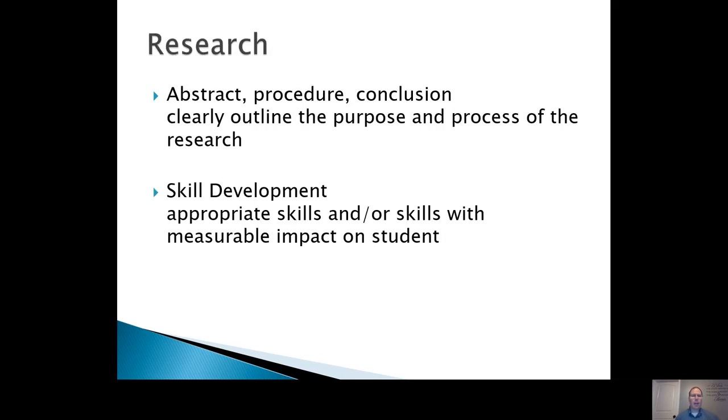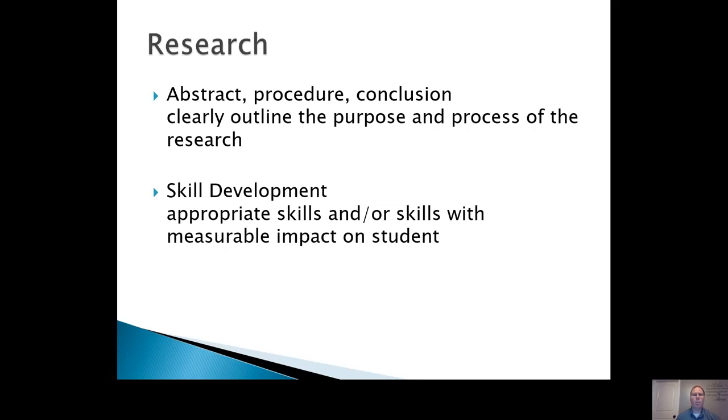Go ahead and turn the page again and talk about research really quickly. You know that we have 3 research proficiencies: animal, plant, and integrated. On research forms, we're looking for the abstract that's going to have the procedure and the conclusion. It's going to clearly outline the purpose and the process of the research. And then the skill development is going to tell us what kind of appropriate skills they've developed.